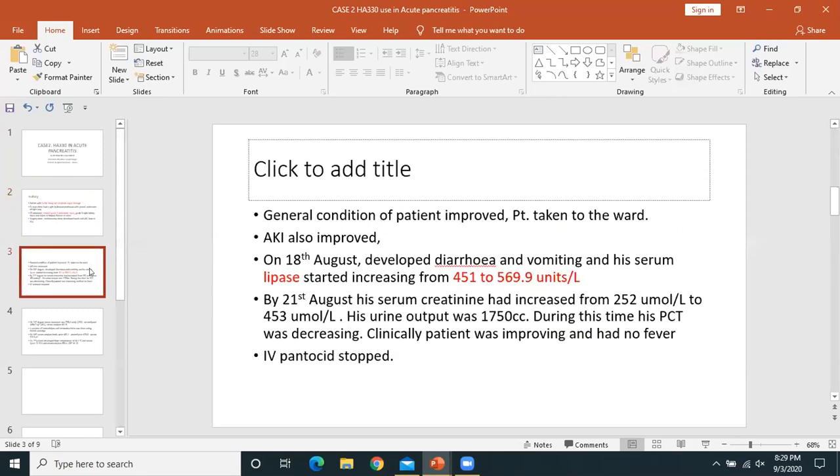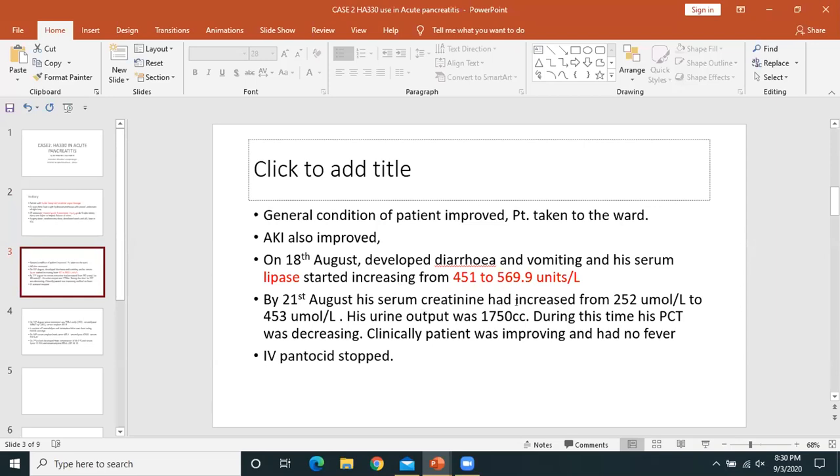He was in the ICU. He improved, starting to the ward. His blood pressure went down, but on the 18th, he developed diarrhea and vomiting, and his blood pressure started to increase again. By the 21st, about 2-3 days later, his serum creatinine had increased from 252 to 453. I tried to find out the cause of this. The PCT was coming down, his urine output was good and improving, and his general condition was stable.